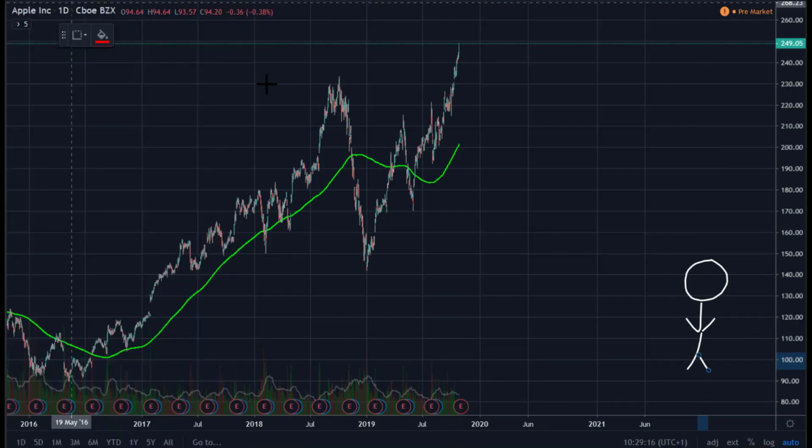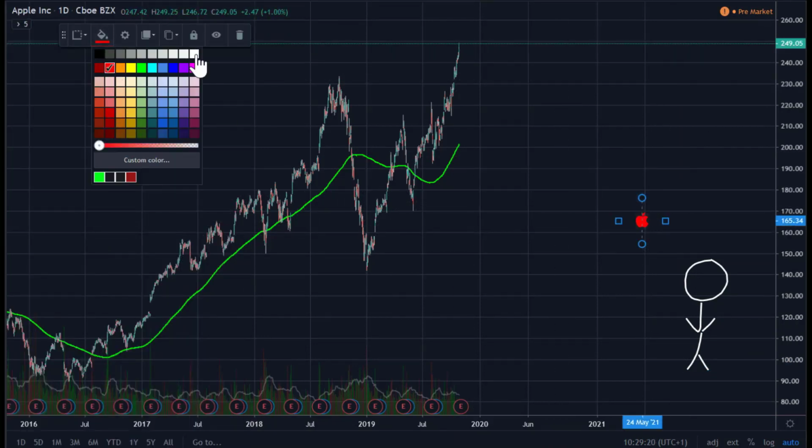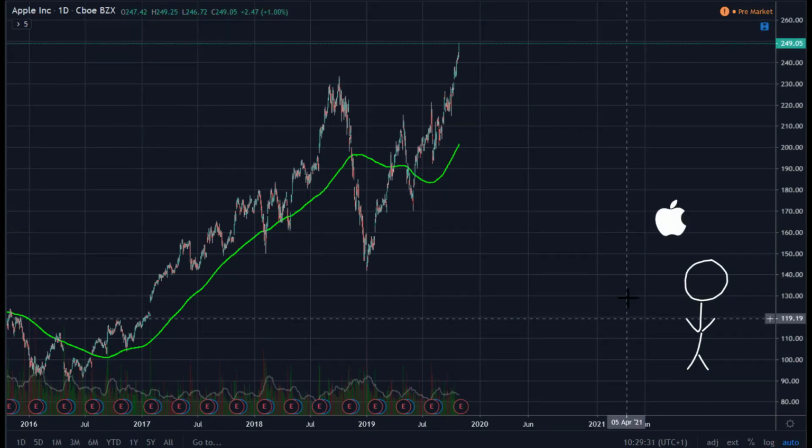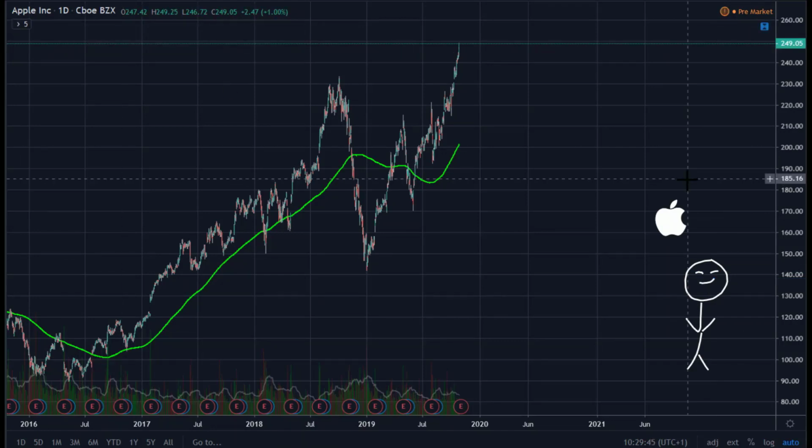So let me go ahead and draw a little apple here so we know what we're talking about. Ooh, red, that's very aggressive. All right, so there's Bob's great idea that he wants to short Apple. Maybe we can add some eyes in here to show how excited he is. Now that is a shady looking smile.